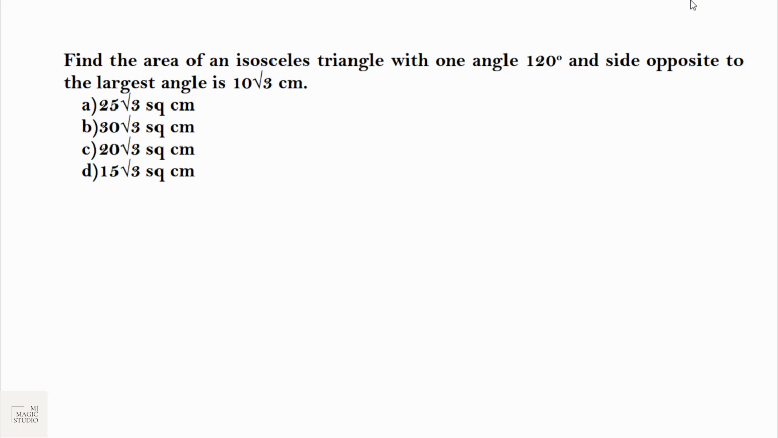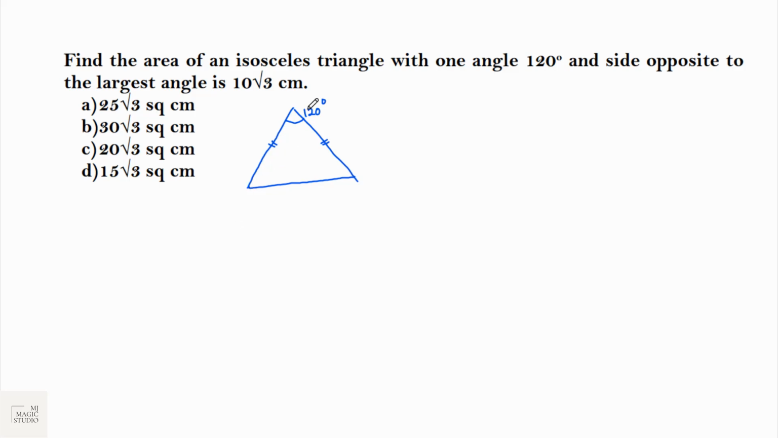At least 2 questions should be there from mensuration also in eLitmus. One is on your screen. Give it a try. Let's see what we have. Find the area of an isosceles triangle. An isosceles triangle means the base angles would be the same and the two sides would be the same, with one angle 120 degrees. This angle would be 120 degrees.